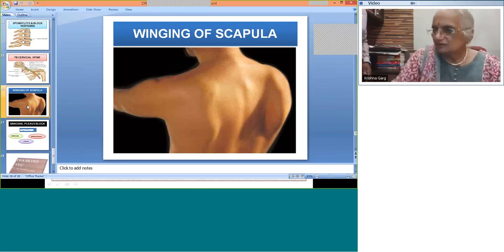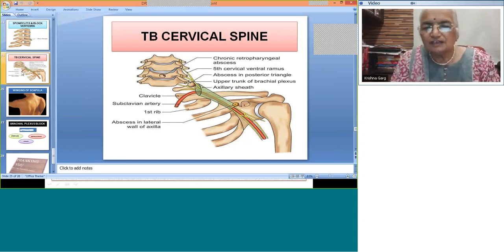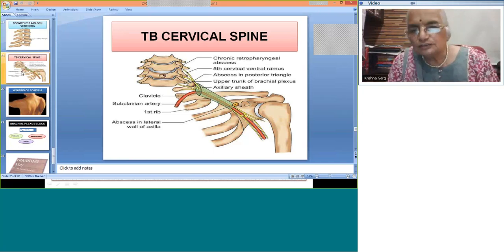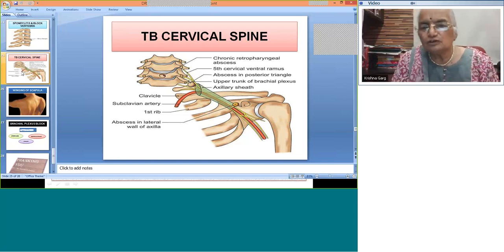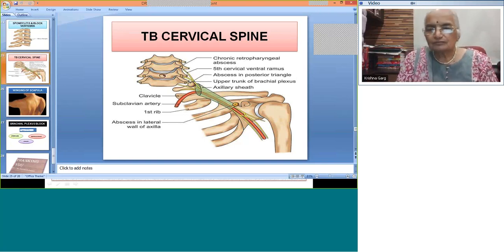In the same way, there may be an aneurysm of the axillary artery. This aneurysm of the axillary artery is a weakness of the wall of the artery, and this may press upon any of the roots or trunks or cords or branches, and may cause weakness of the muscles and cause loss of sensation in the respective nerves.